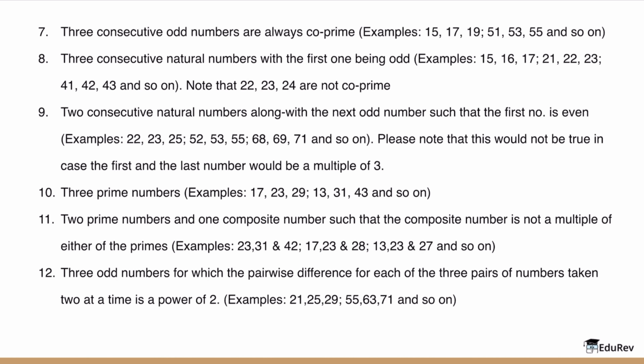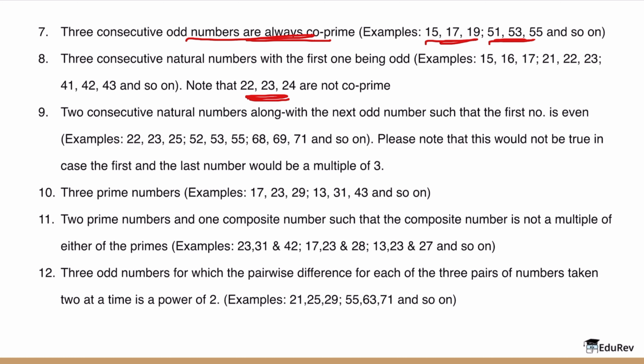Okay, next. So next we are going to talk about more properties. So property number 7, what does property number 7 say? Property number 7 says that 3 consecutive odd numbers are always co-prime. So 3 consecutive odd numbers are always going to be your co-prime. That is, for example, these numbers are always going to be your co-prime numbers. Then 3 consecutive natural numbers with the first one being odd, those are also going to be your co-prime, and you have to note that these are not co-prime.